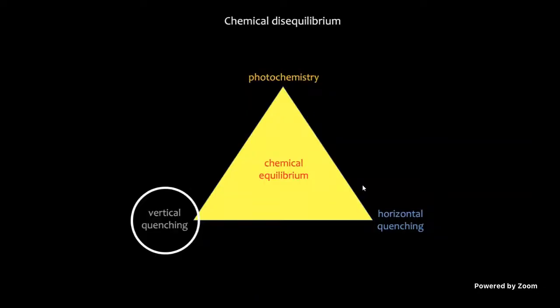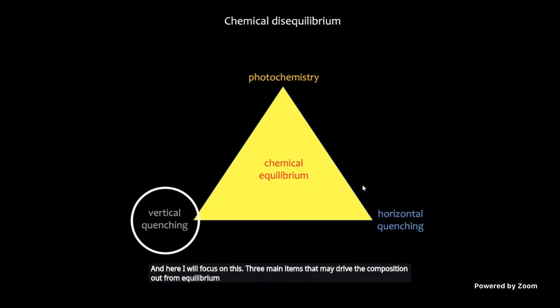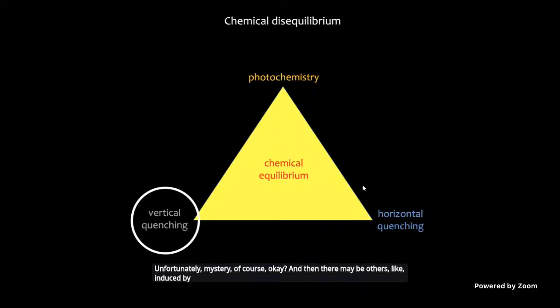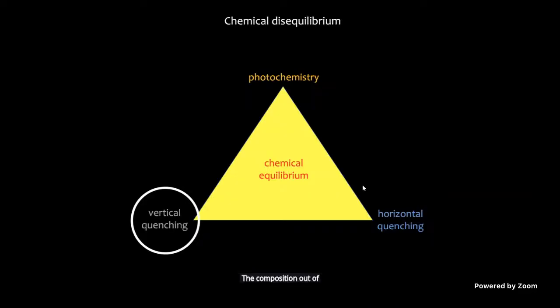And here I will focus on these three main items that may drive the composition out of equilibrium, and there may be others, okay? We have on the one side the vertical quenching, also horizontal quenching may be important, and photochemistry, of course, okay? And then there may be others, like processes induced by cosmic rays or flares, or other stuff like weathering or exchange with the surface. There may be other processes that may drive the composition out of equilibrium, okay? But I will focus on these three. So let's start with vertical quenching.